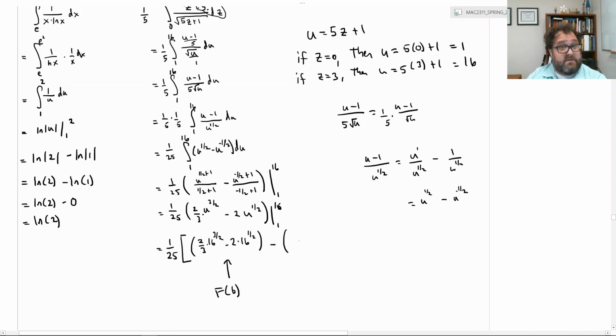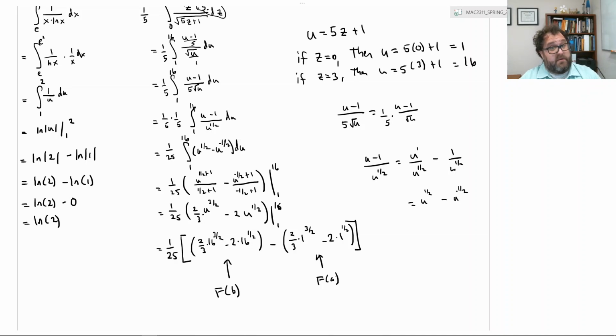Minus, and again, use parentheses. Now we need to do capital F of A, which is 1. So when we plug in a 1, we have 2/3 times 1 to the 3/2 power minus 2 times 1 to the 1/2 power. And now I need to close my brackets, again, because that 1 over 25 applies to everything, and that is capital F of A. So that is my application of the fundamental theorem of calculus part 2: capital F of B minus capital F of A.